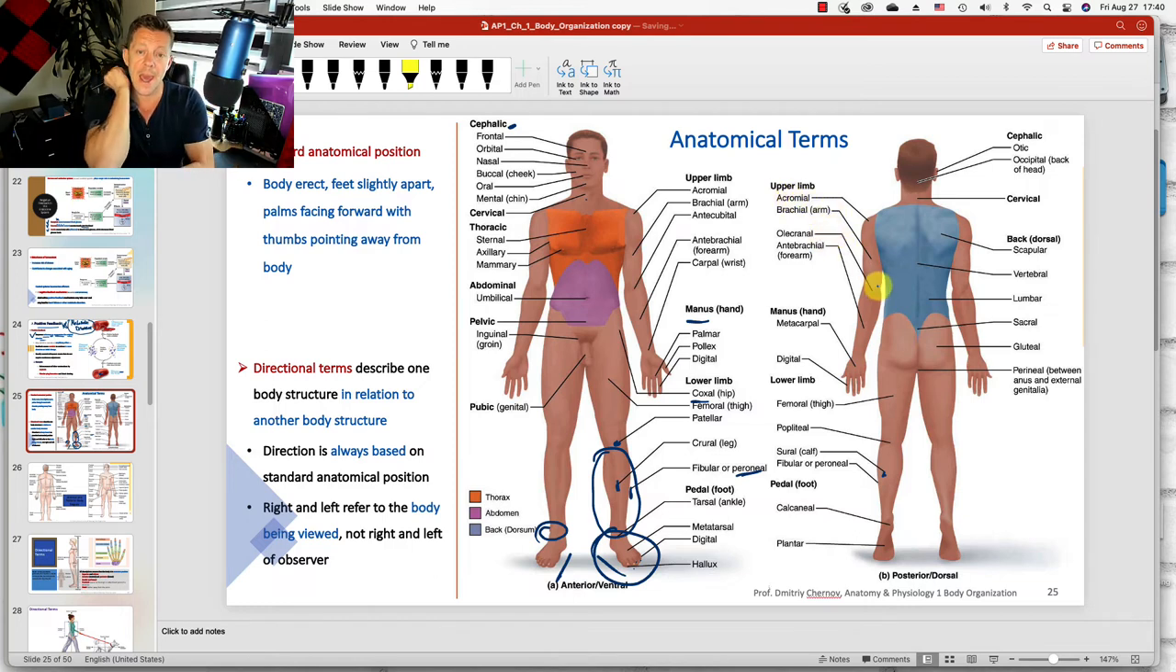Olecranon, that's the elbow. Femoral, thigh. Popliteal, back of the knee. Calcaneus, that's the heel, and plantar, the sole of our foot. Lumbar, the back region: cervical, thoracic, and the lumbar, lower. Again, in the skeletal system it would be more precise. It would be a lot easier to learn this terminology in the skeletal system.